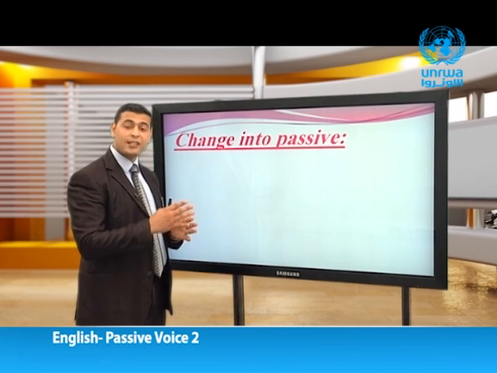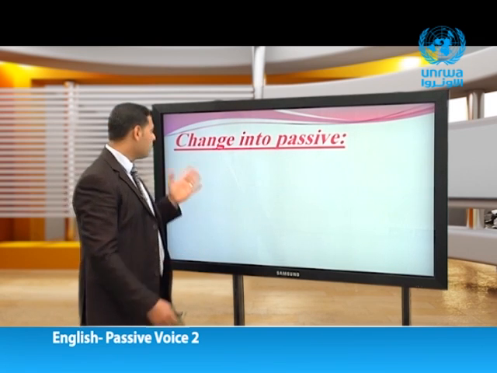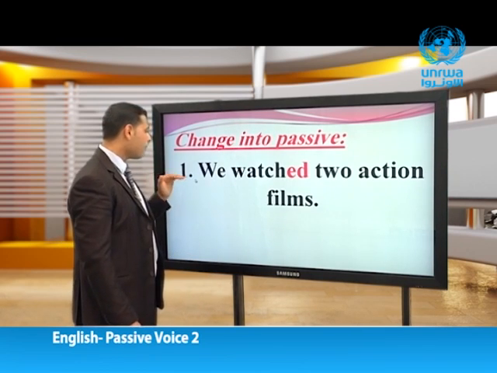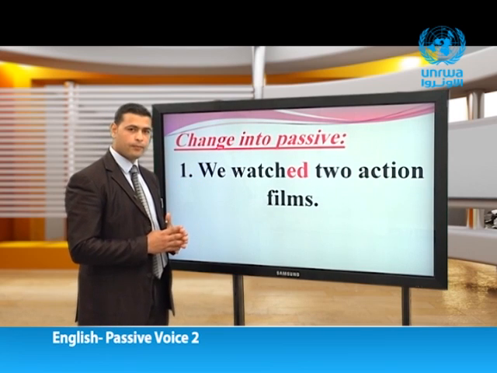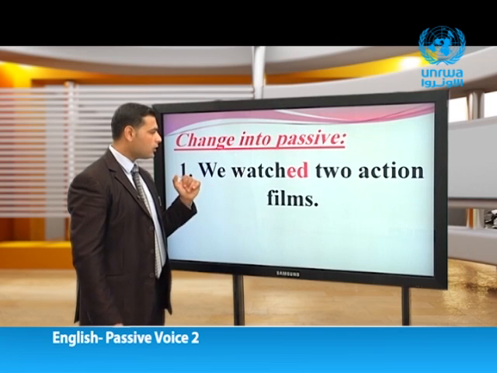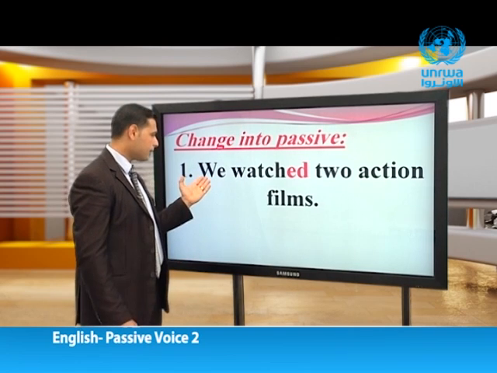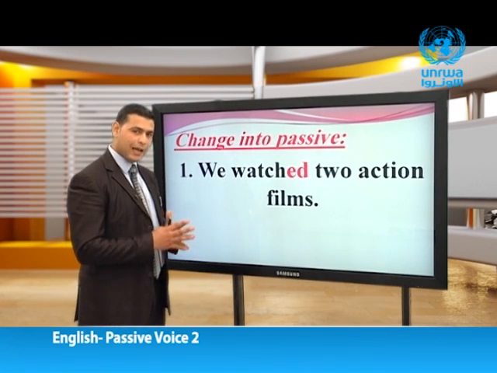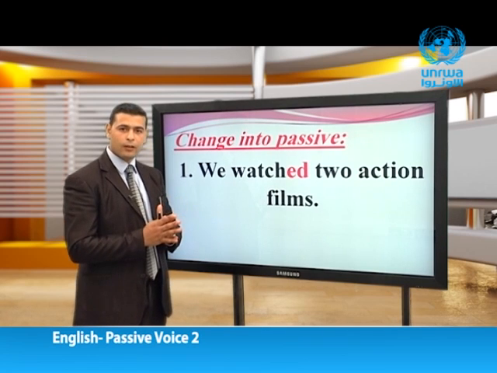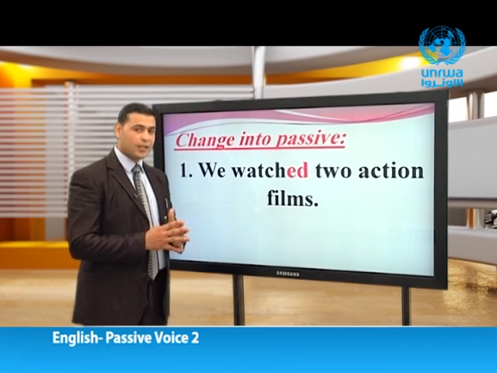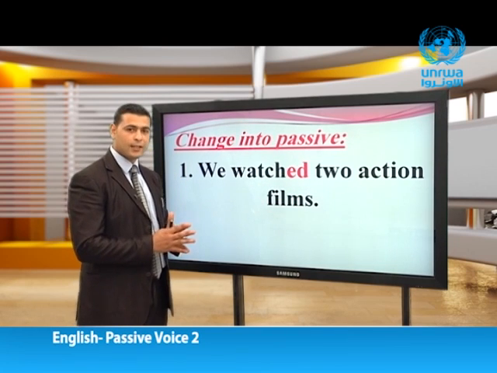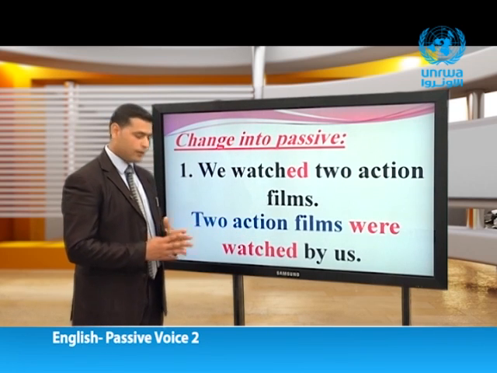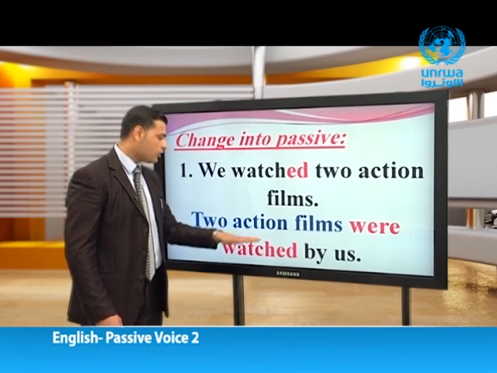Now let's practice changing sentences from active voice to passive voice. Change into passive. Alright. Number 1. We watched two action films. The sentence again. We watched two action films. Subject, verb, object. Now, to change the sentence from active to passive, the first step, the object of the active sentence becomes the new subject for the passive sentence. So here, two action films were watched by us. Again, two action films were watched by us.